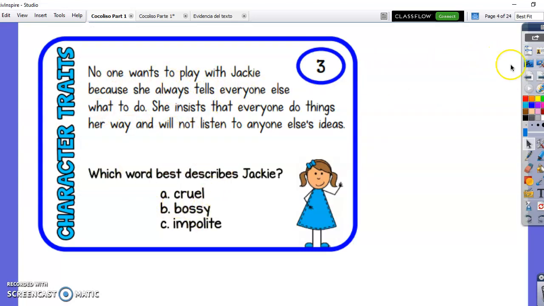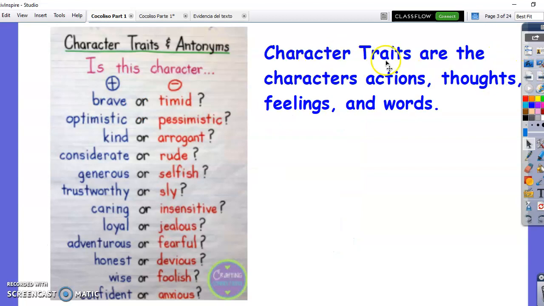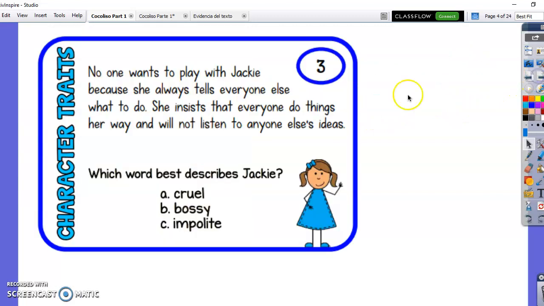If we read the text here, we can see, again, looking at the character's actions, thoughts, feelings, and words, we can find out what their character trait might be. It says here, no one wants to play with Jackie because she always tells everyone else what to do. She insists that everyone do things her way and will not listen to anyone else's ideas. So we see here, no one wants to play with Jackie. She's always telling everyone else what to do.